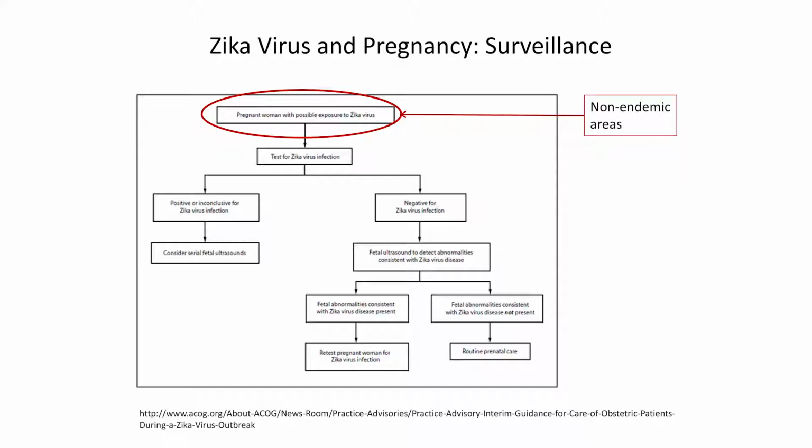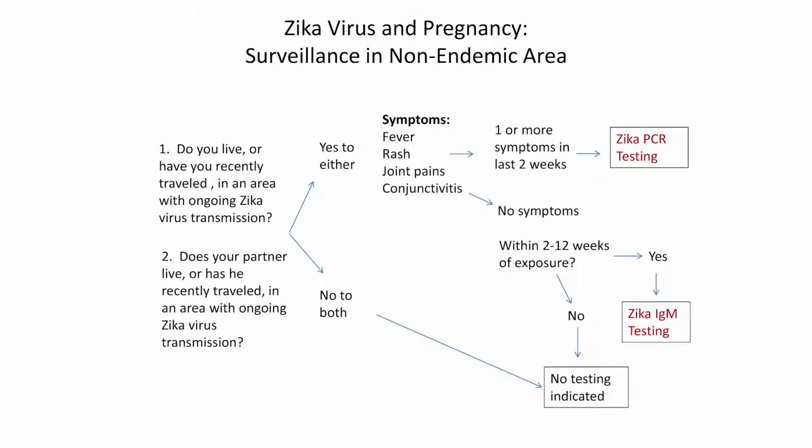So what do we do in terms of testing? First, we'll look at if we're in a non-endemic area. So we're in an area where there's no Zika virus, that there's not a lot of transmission. So you have to ask your patient 2 questions. 1, do you live or have you traveled to an area where there's Zika transmission? 2, does your partner live or has he traveled to an area with Zika virus? So either one. If the answer is no to both questions, then you're done. You don't need to do any testing. So that's the easy part.